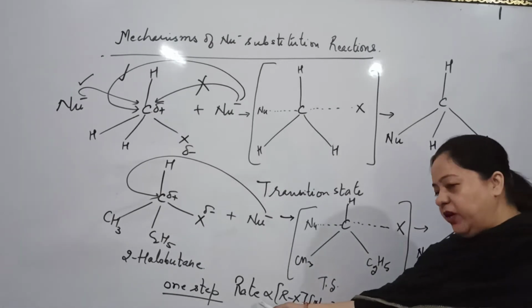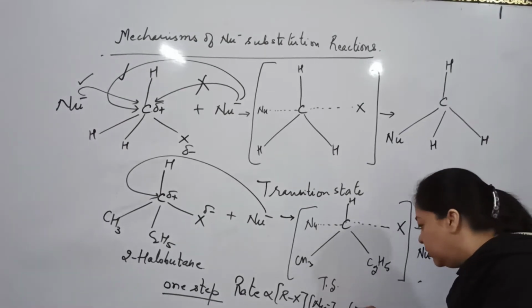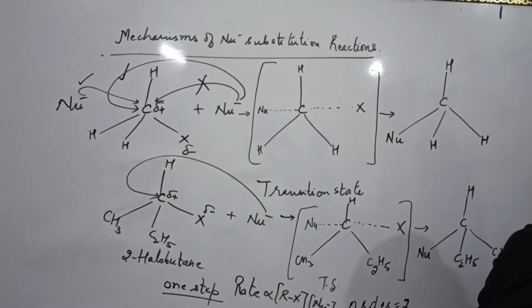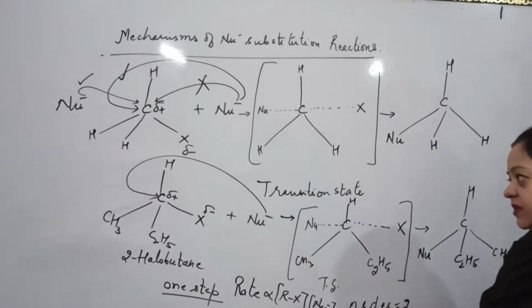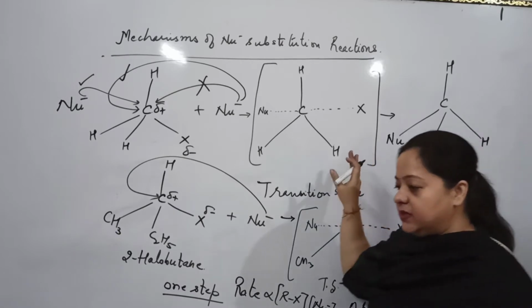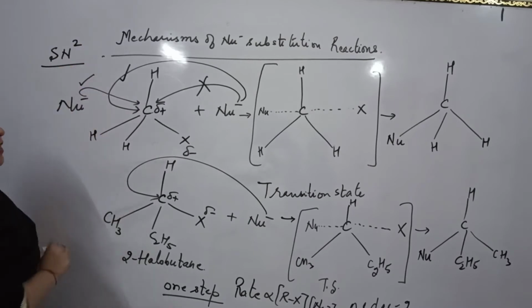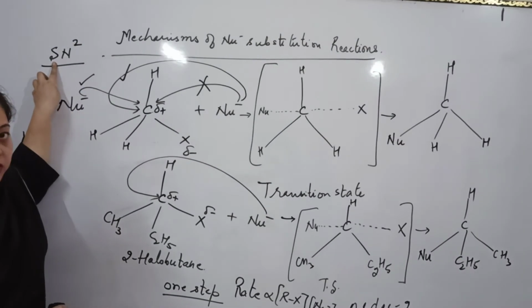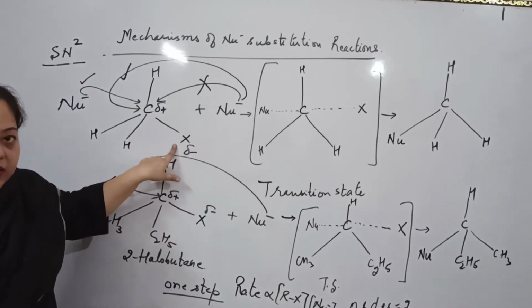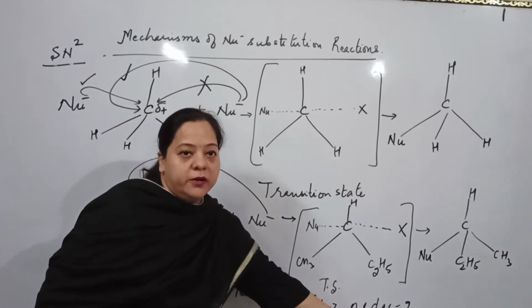As in this case, the rate of the reaction is dependent on both the alkyl halide and the nucleophile. The order is 2, or we say this is a bimolecular reaction. And this type of reaction, in which simultaneous bond formation and bond breaking take place, is the SN2 mechanism, where S is for substitution, N is for nucleophile, that is, one nucleophile replaces another nucleophile, and 2 here means the bimolecular reaction, that is, the order is 2.